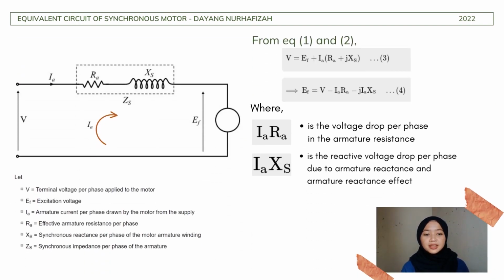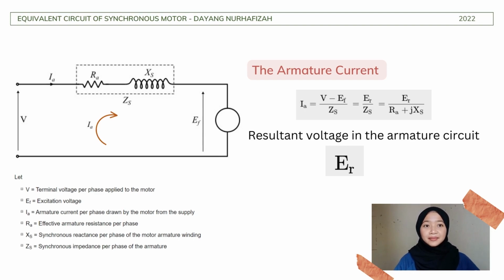In the fourth equation, we need to note that we now have IA RA and also jIA XS, where IA RA is the voltage drop per phase in the armature resistance, and IA XS is the reactive voltage drop per phase due to the armature reactance and armature reaction effect. Next is to find the armature current. We can find it by rearranging equation 4, where IA equals (V minus EF) over ZS. From here, we can also get ER, which is the resultant voltage in the armature circuit, where ER is V minus EF.